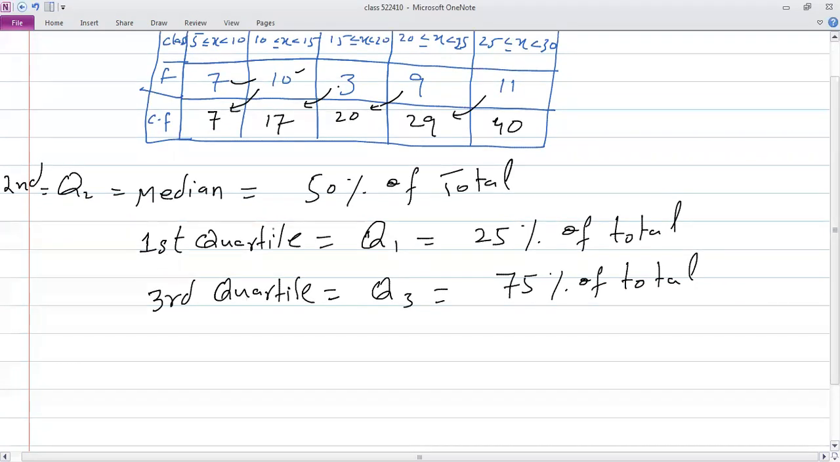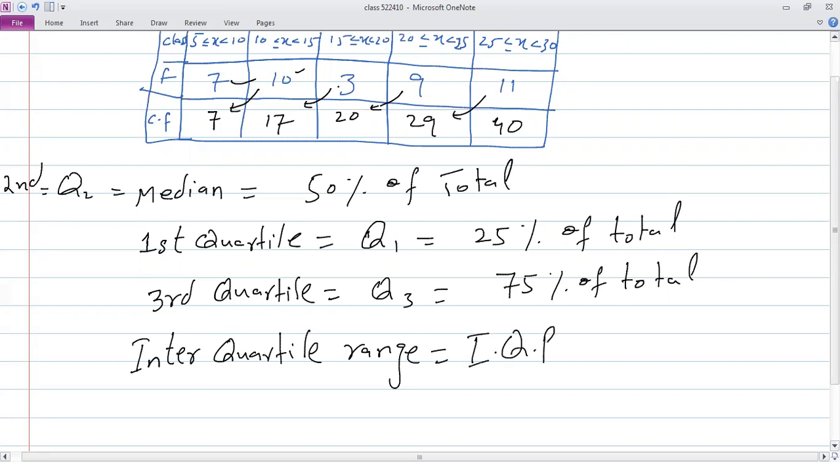And then for grouped data, we have the interquartile range. If it is ungrouped data, we can find the range, but for grouped data, we have the interquartile range, IQR. It is always Q3 minus Q1. So these things you have to remember before we proceed, okay?